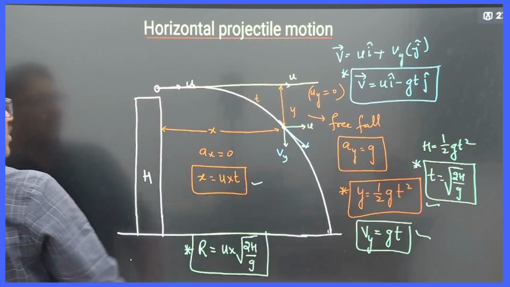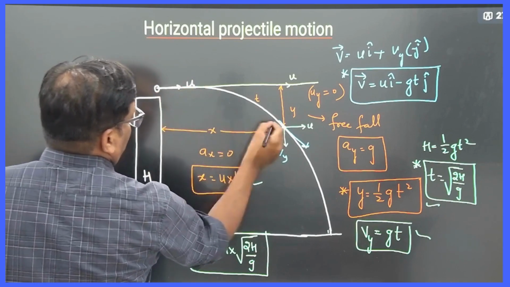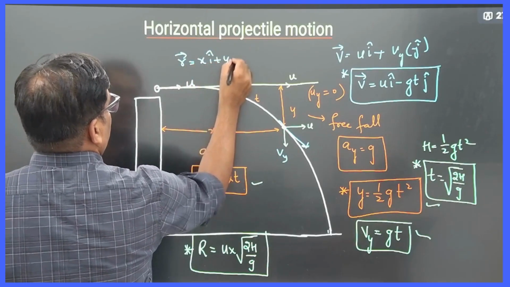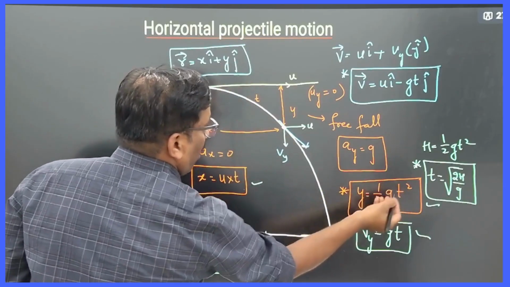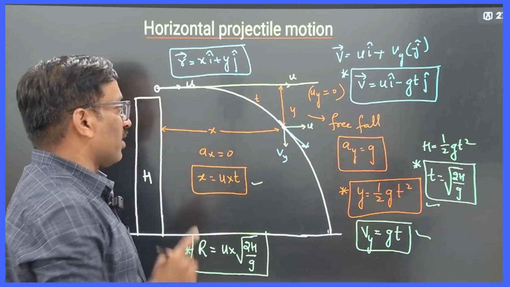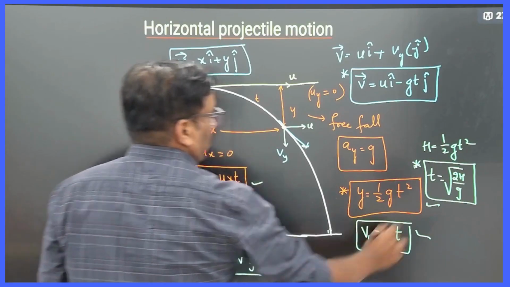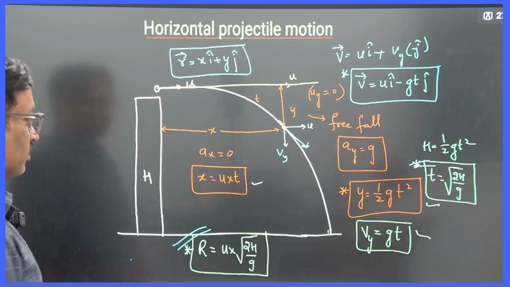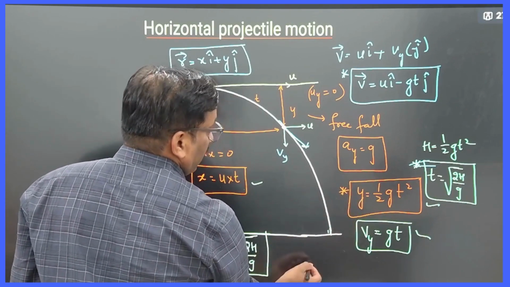And you can calculate the displacement equation here also. What is the position vector equation? r is equal to xi plus yj. So x is nothing but ut, and y is nothing but half gt square j cap, right? So like this you can calculate it. But for NEET and JEE level, these two formulas are most important. Now let us calculate some more concepts here.